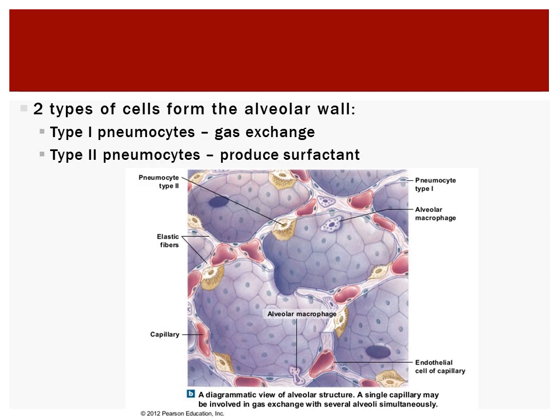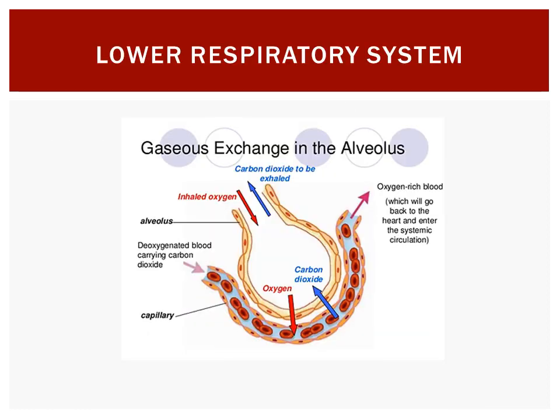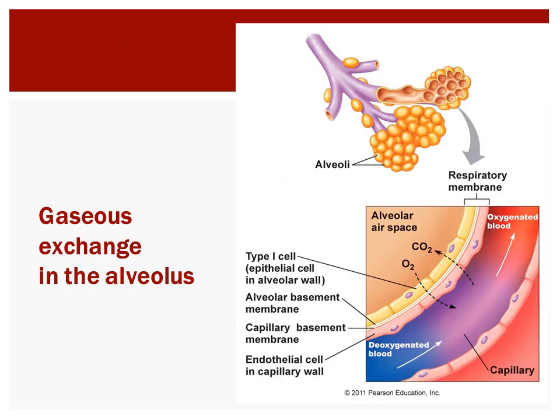So the difference between type 1 and type 2 is their functions. Type 1 is for gas exchange, while type 2 is for producing surfactant. Here is the image showing you the gas exchange event that occurs in the alveolus surrounded by blood capillaries. And here is another image of gas exchange in the alveolus. The type 1 pneumocyte is the cell in the alveolus that plays a role in the gas exchange process.